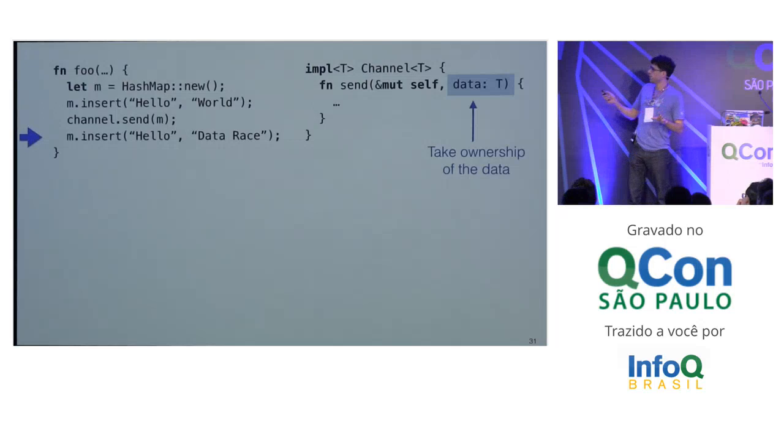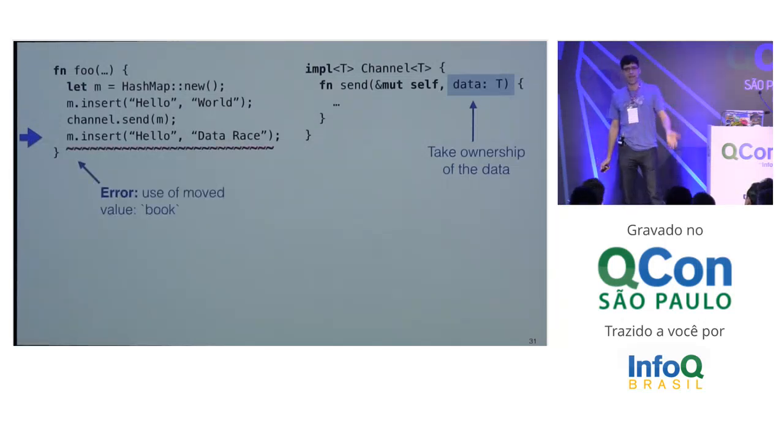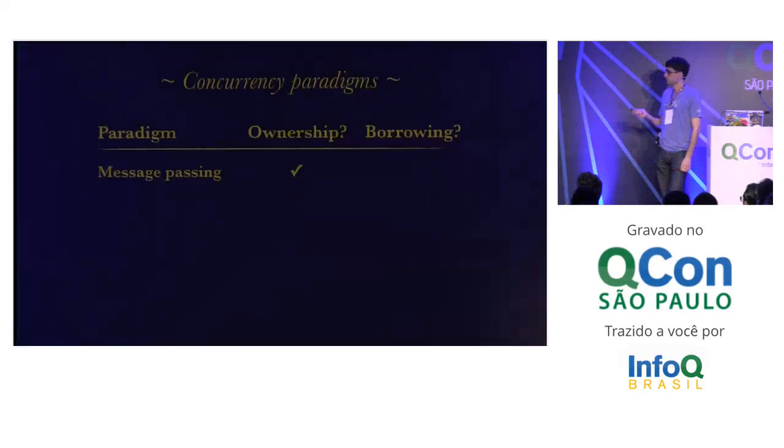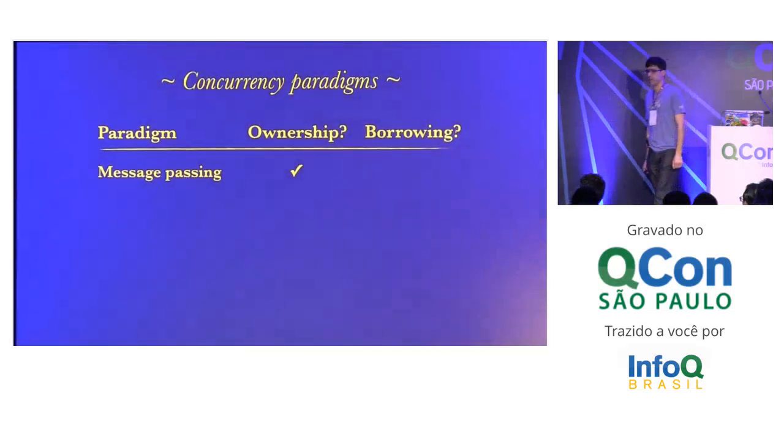So now when we call send, we gave ownership of the map away. And just like we saw with the apple, after you give it away, you can't use it anymore. Right? So if we then go try to use the value m, we're going to get a compilation error. So our code will never run. Okay, so ownership and message passing are like a perfect match, right? You don't even need borrowing, actually.